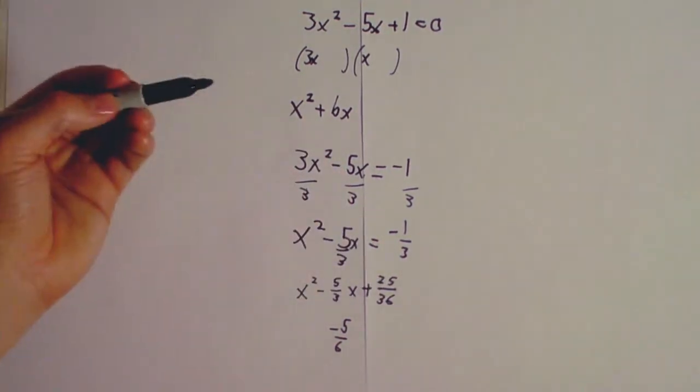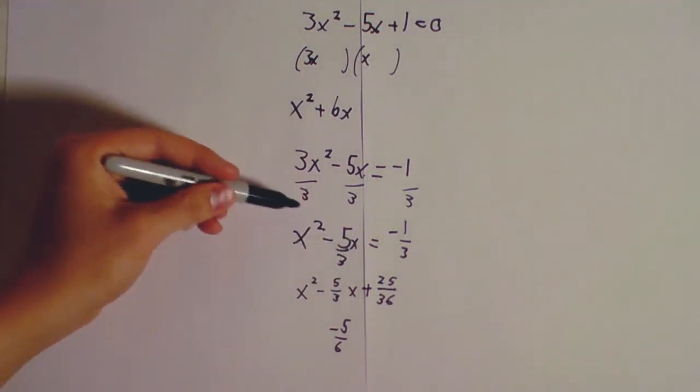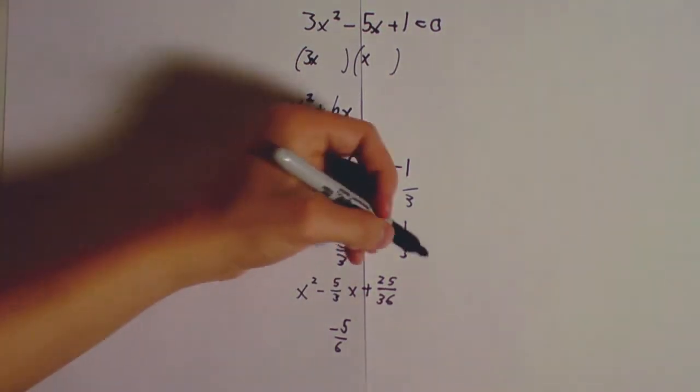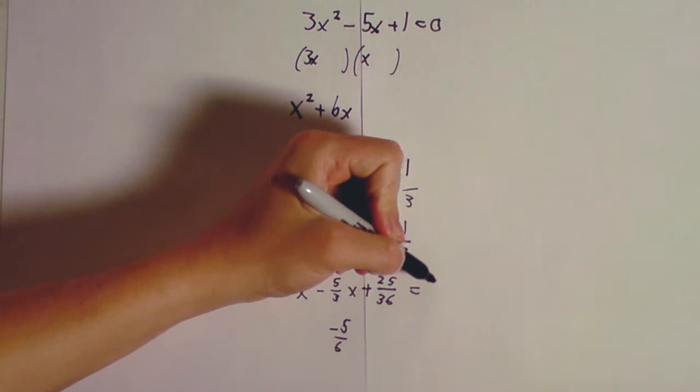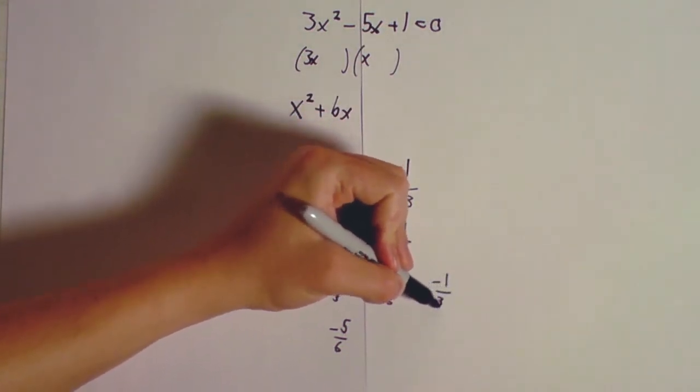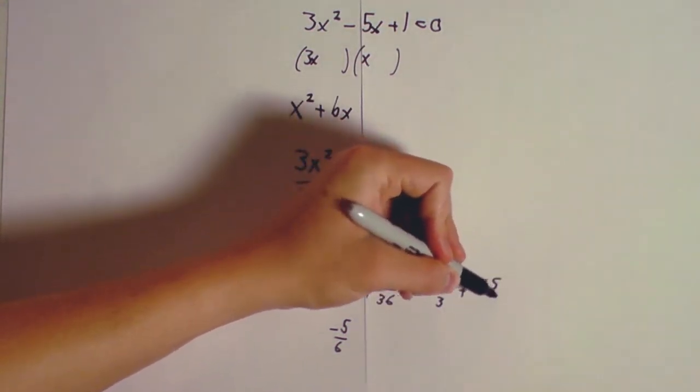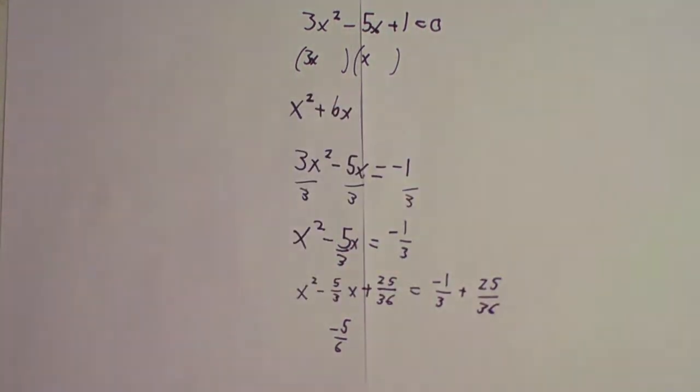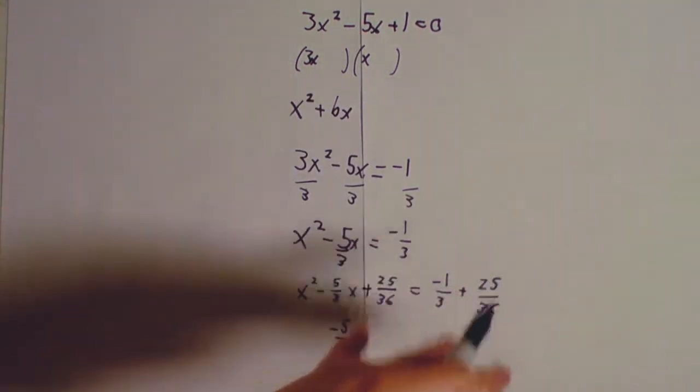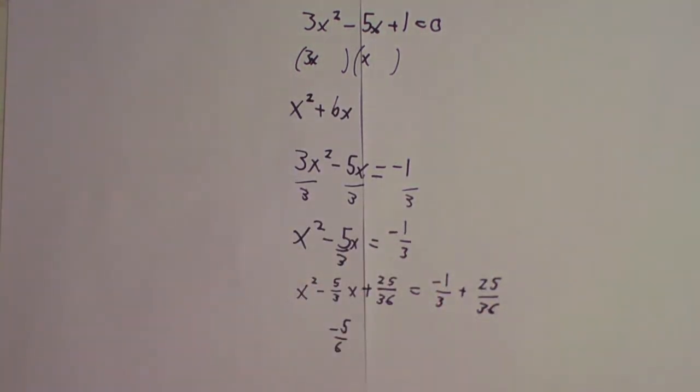But wait, what did I just do? I just added 25 over 36 to this left side of the equation. So I'm going to have to do the same thing to the right side of the equation. So then we've got -1/3 plus 25 over 36. Alright, now we're good. The equation is balanced and I have completed the square.